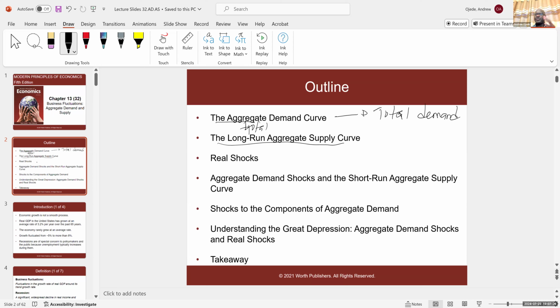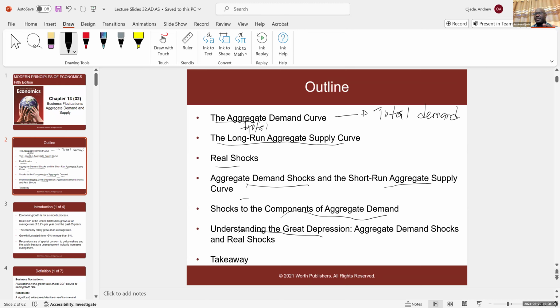We're going to distinguish between what we call the short-run and long-run aggregate supply curve. And we shall talk about what we call real shocks in the economy, like shocks to aggregate supply, for example, technology shocks, weather-related shocks, anything that affects the supply side of the economy will be viewed as real supply shocks. But most likely, we're going to be talking about aggregate demand shocks and the short-run aggregate supply curve. Okay, and then we shall talk about shocks to components of aggregate demand. And then we're going to wrap it up by talking about a case study, understanding the Great Depression.